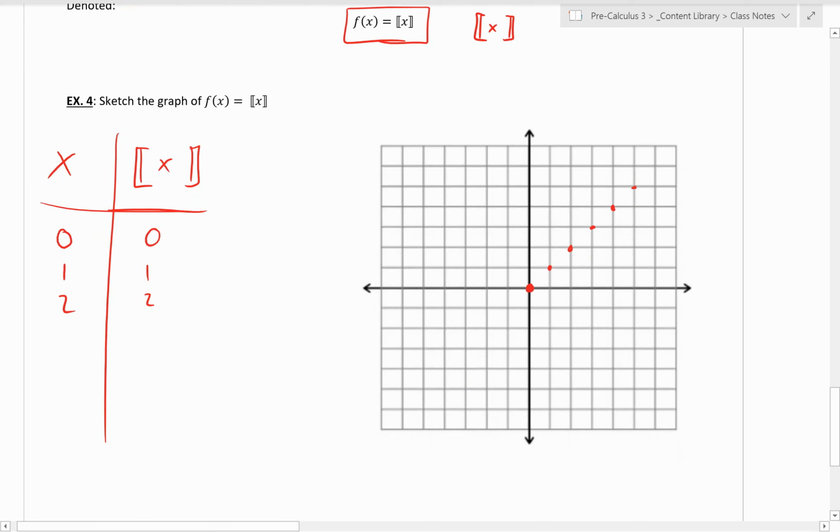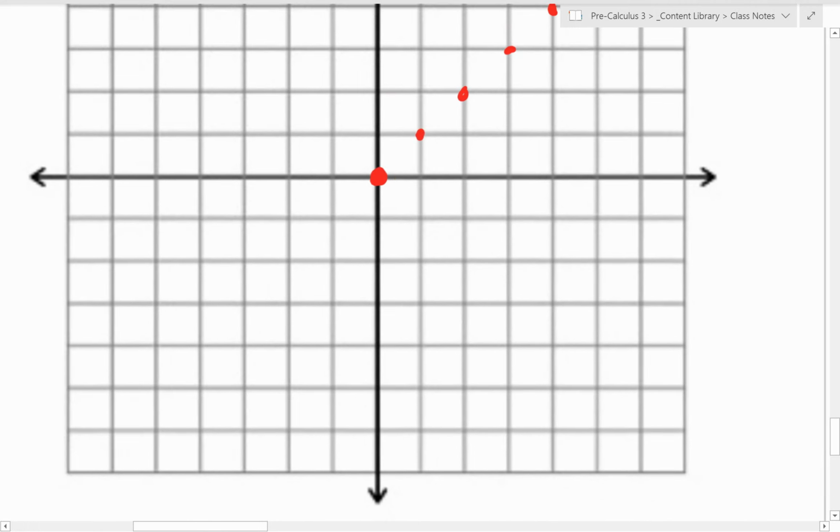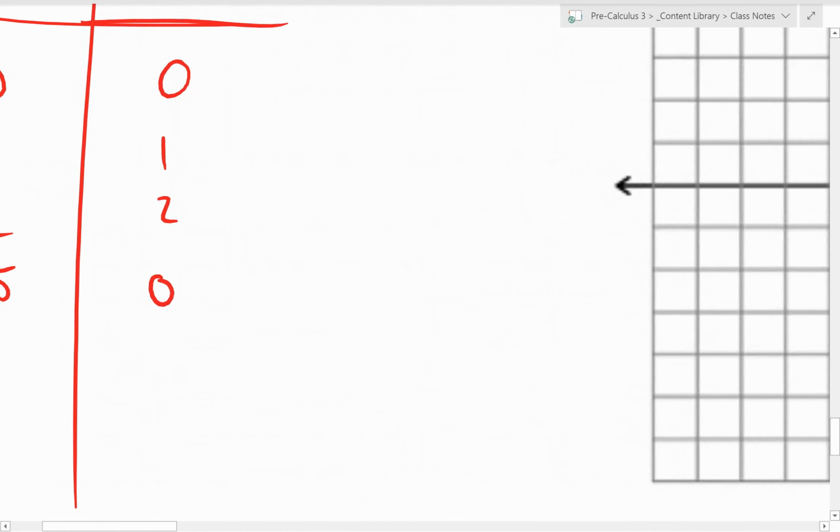So I have to look at values that are in between these values. So let me take 0.5, for example. The greatest integer that is less than or equal to 0.5 is 0. So if I were to zoom in here, then I know I have a point right there. At x equals 0.5, I have the y value of 0.